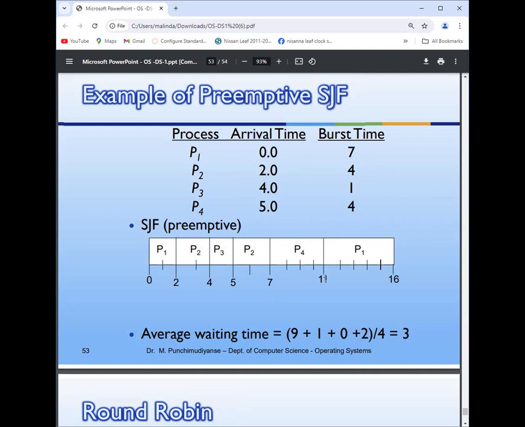So we allow P1 to run, right? And it finishes at 16 milliseconds. So now the preemptive Gantt chart is complete. Now I think you have understood how to draw it, and how I made the decisions.